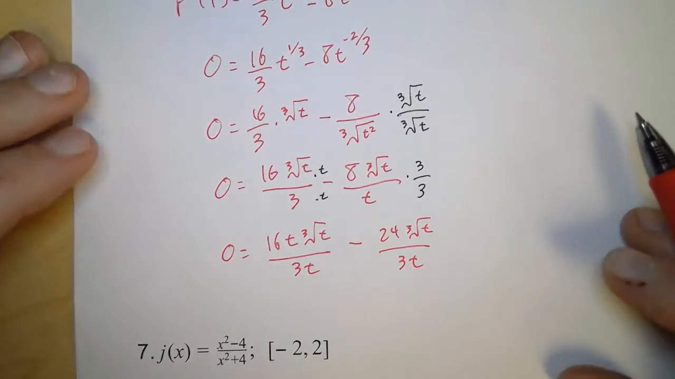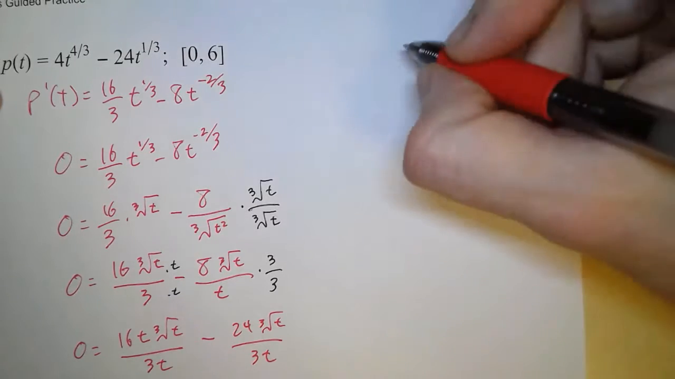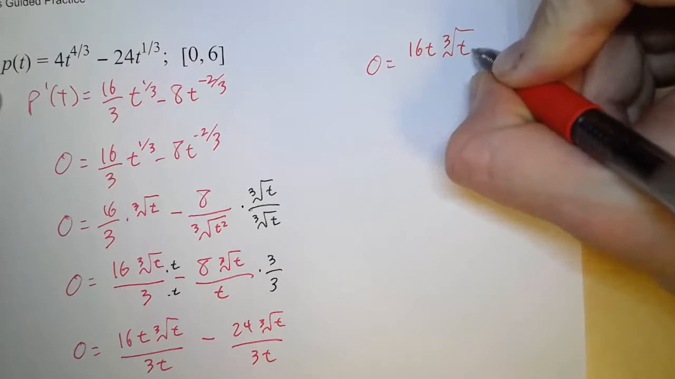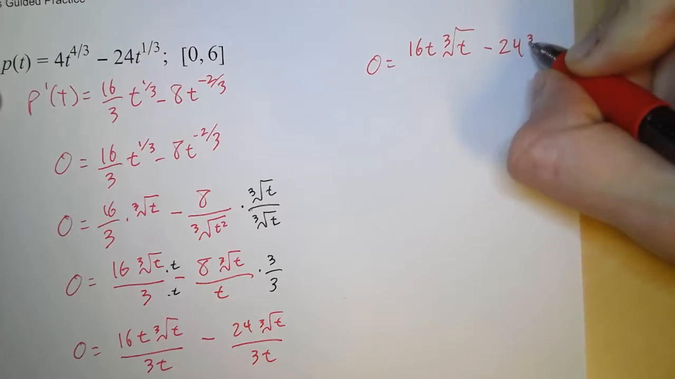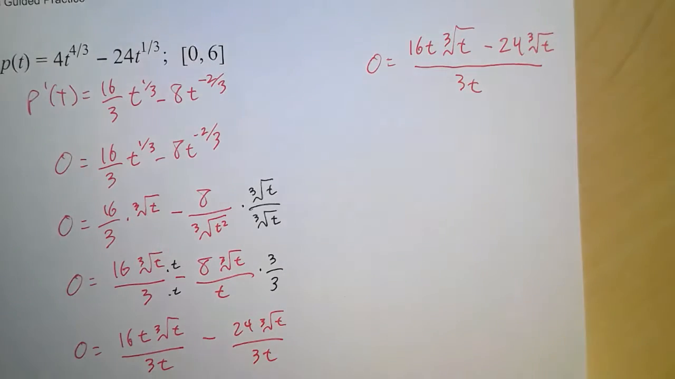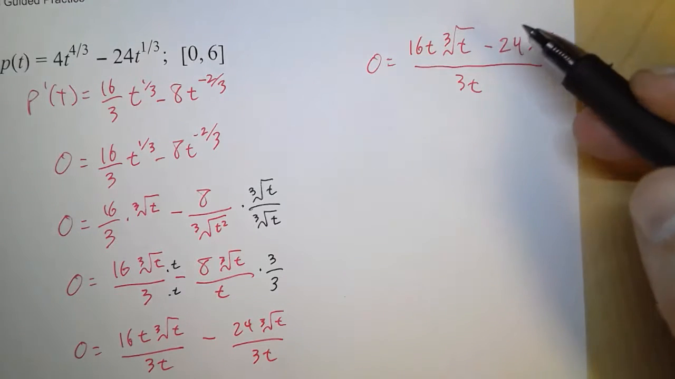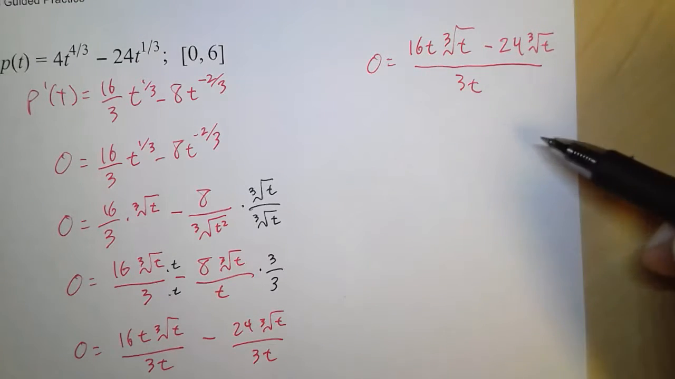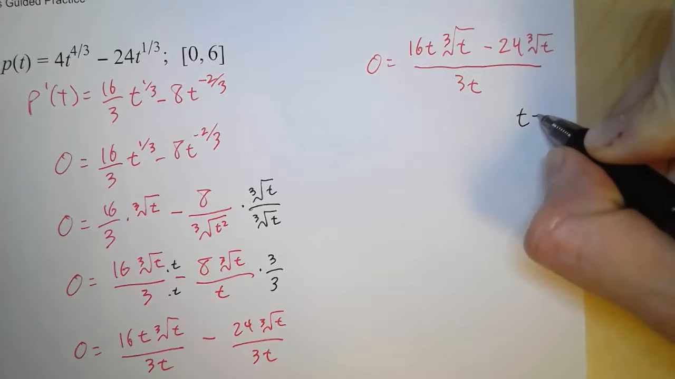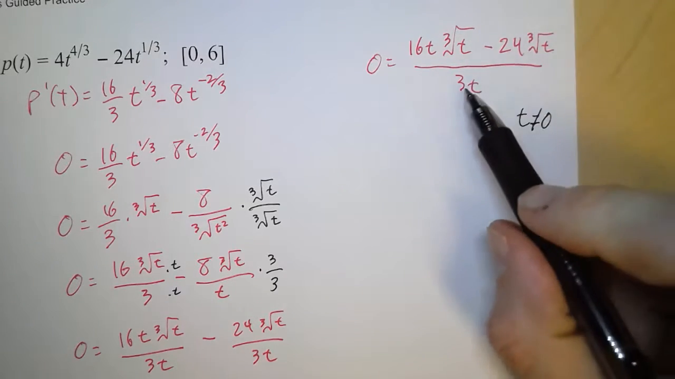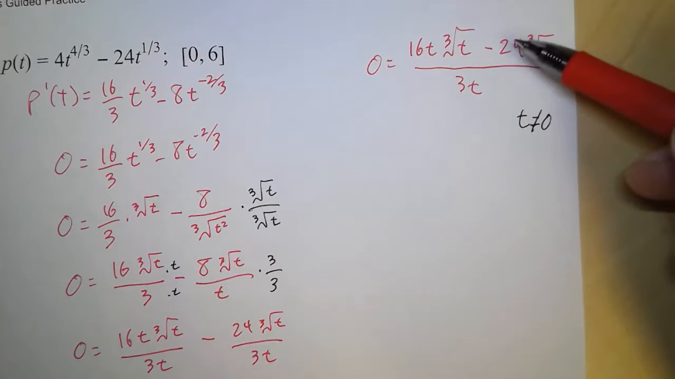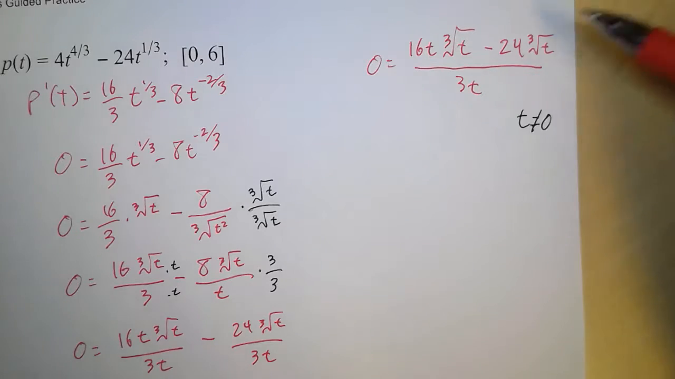So now that we have the same denominator, we can write them as a single fraction. So we have 16t cube root of t minus 24 times the cube root of t all over 3t. Now what we want to know is what values make the fraction 0. Well, if the bottom were 0, that would be undefined. So we just make a note off to the side that t cannot equal 0. And so all we do now is focus on what values will make the numerator 0, because if the numerator is 0, as long as the denominator is not 0, we're okay.